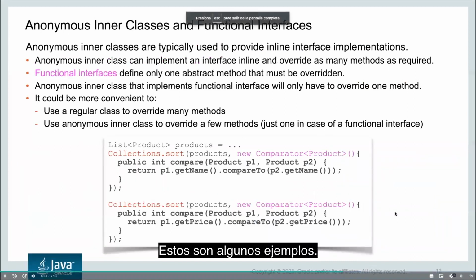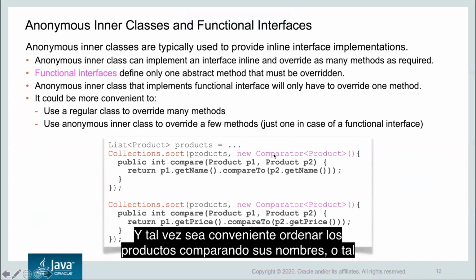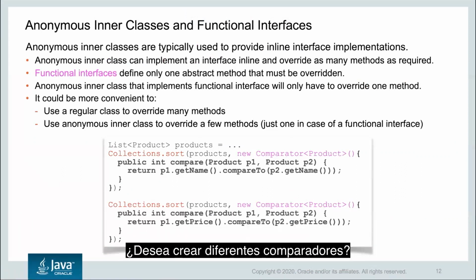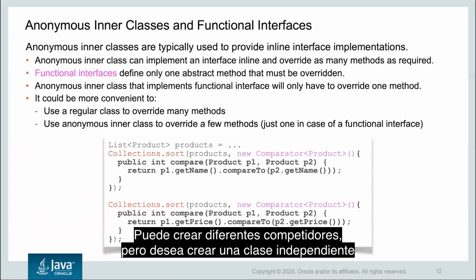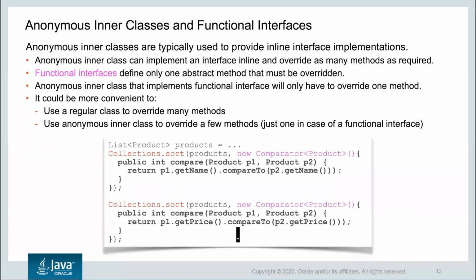Here are some examples. Imagine I have a list of products and I want to sort it. Maybe I want to sort products by comparing their names, or maybe I want to sort products by comparing their prices. Would you create different comparators? Okay, you can create different comparators, but would you want to create a separate class every time you have a whim of sorting the products in a different way?